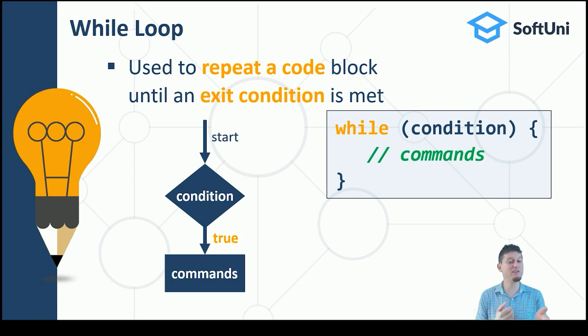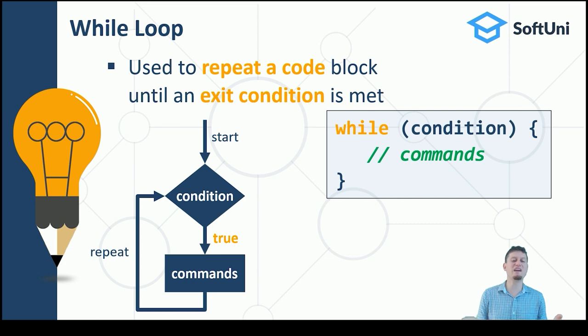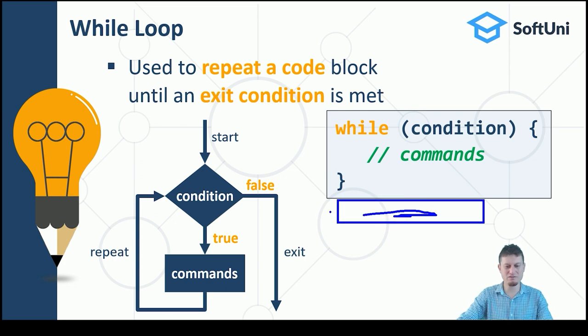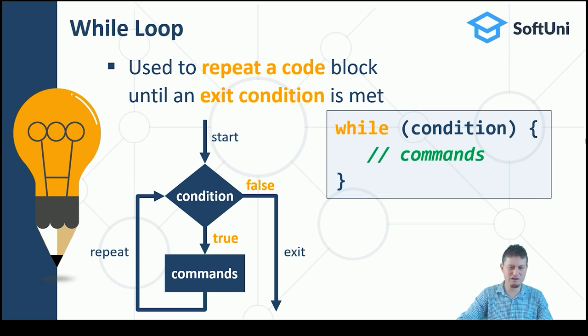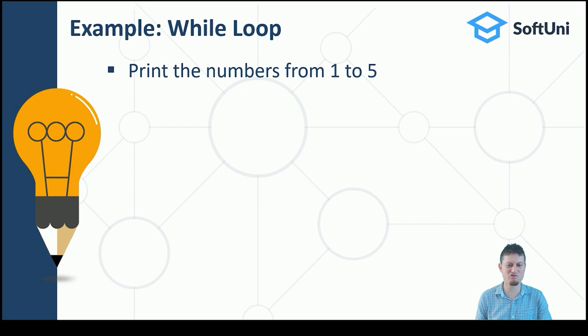The condition is checked. If it is true, the commands inside the loop body will be executed. If the condition is false, the commands will not be executed. And after the commands are executed in the loop body, the condition is checked again. And if it's true, they are executed again, and this repeats until the condition is finally broken or is false. Once the condition is false, the loop exits, and the code just after the loop will be executed. So this is how the while loop works, and I'll show you this in action using Java.